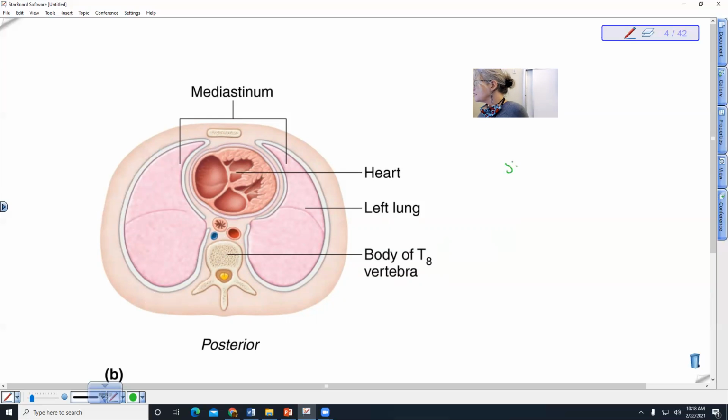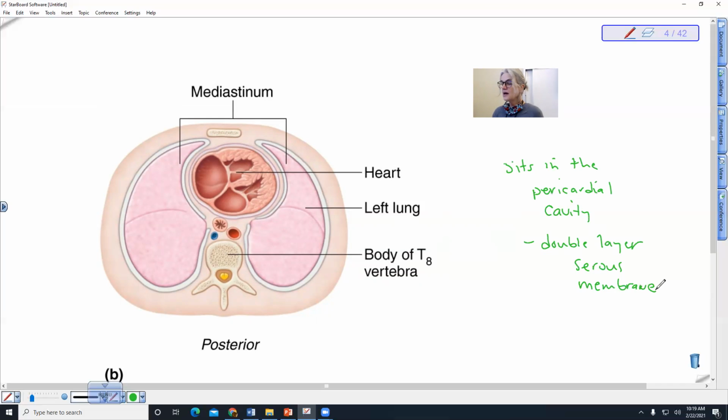The heart sits in the pericardial cavity or space. This is a double layer serous membrane. And obviously our heart and our lungs are protected by that thoracic cage.